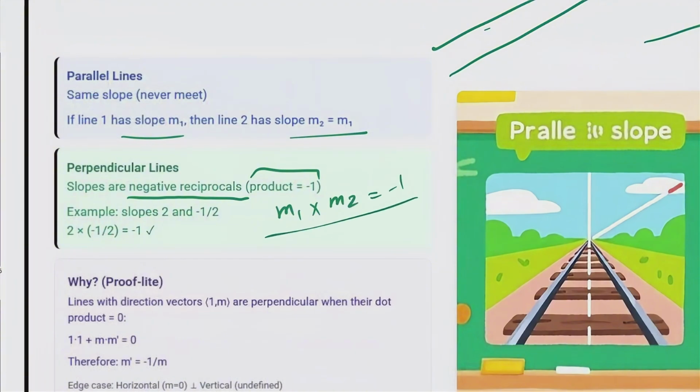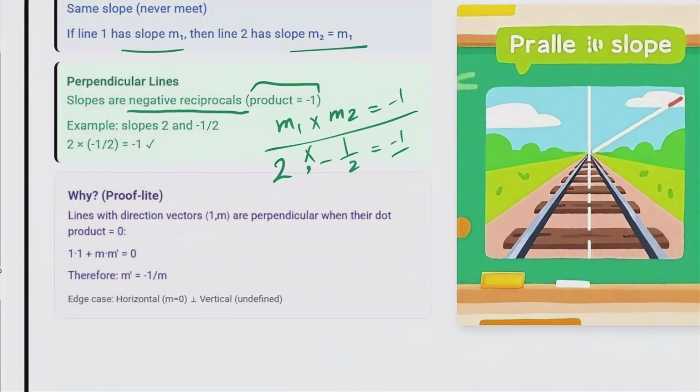It means that if you multiply m1 by m2, your final answer is -1. Imagine that I have a line with a slope of 2. What should the slope of the next line be in order to make sure these two lines are perpendicular? The next one should be -1/2, because if you multiply these two together, you get -1. It is just about the proof itself.